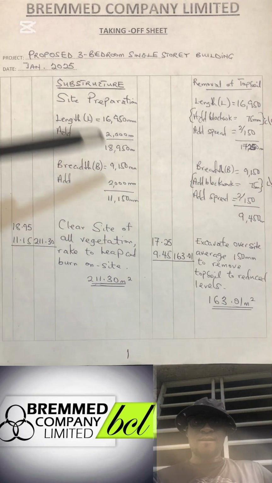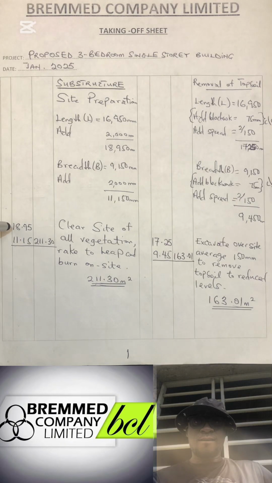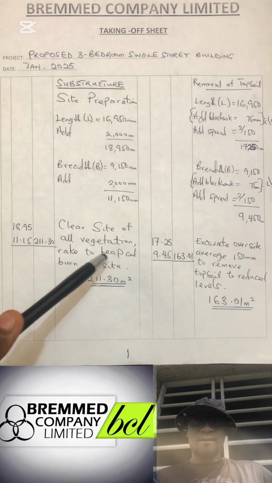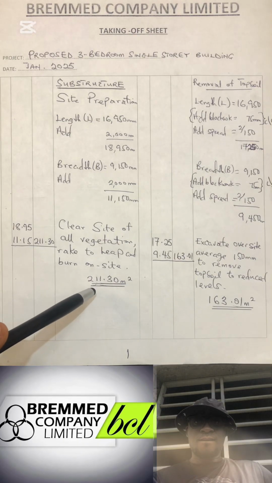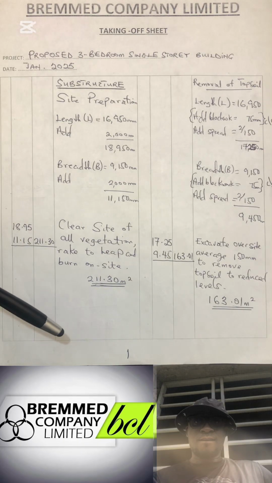We have 18.95 by 11.15. You multiply, then you get your 211.3 square meters. Now you refer to the SMM7 site preparation, and you can see the descriptions there as follows: clear site of all vegetation, rake to heap, and burn on site. So we simply write our area there, 211.3 meters squared, and we underline it twice.